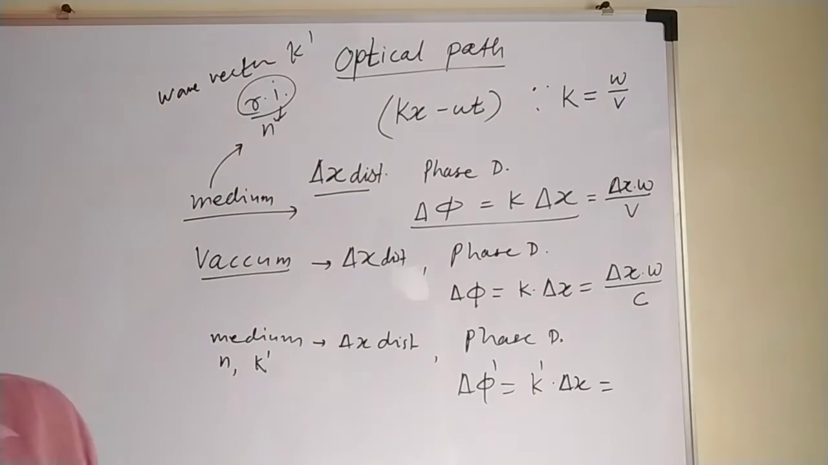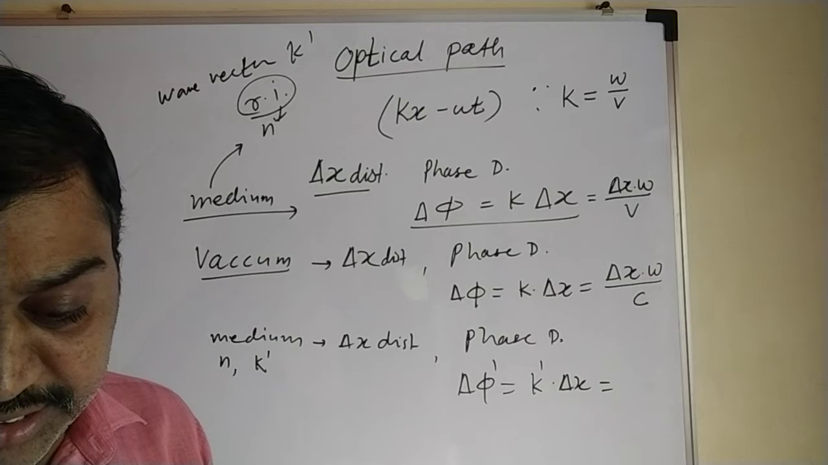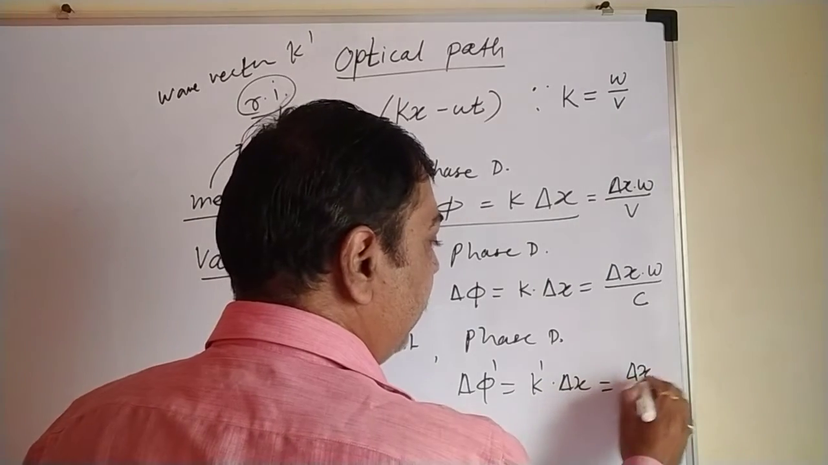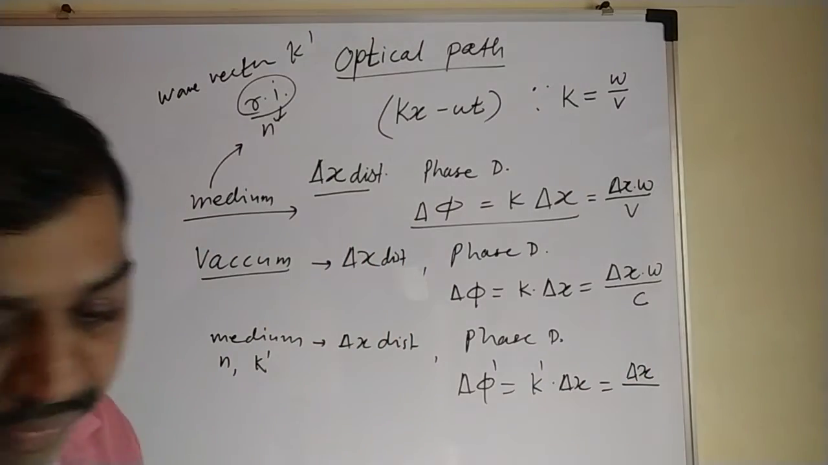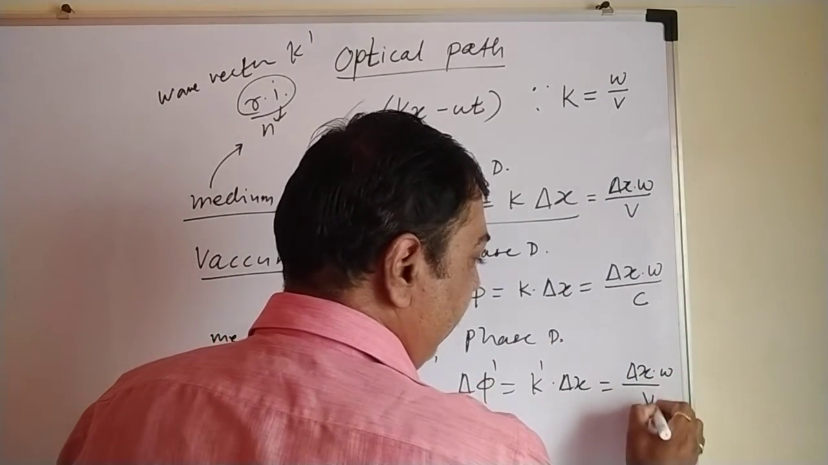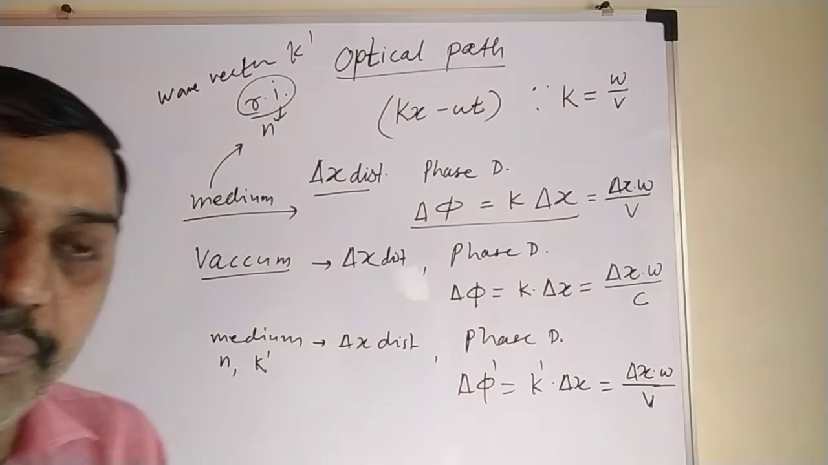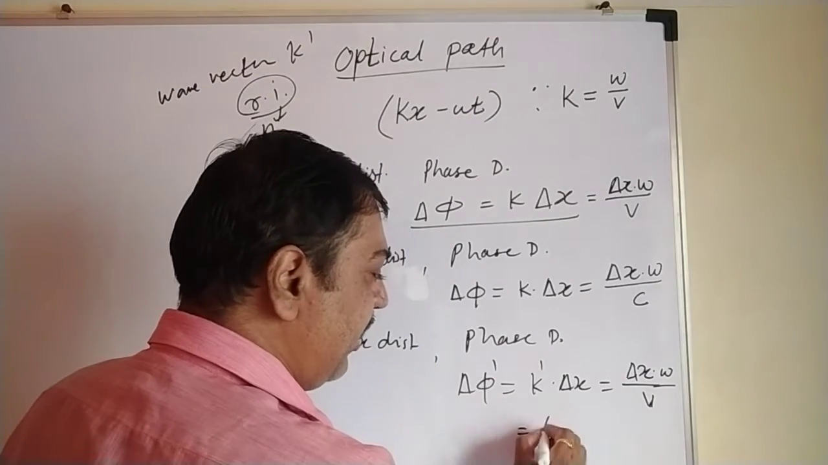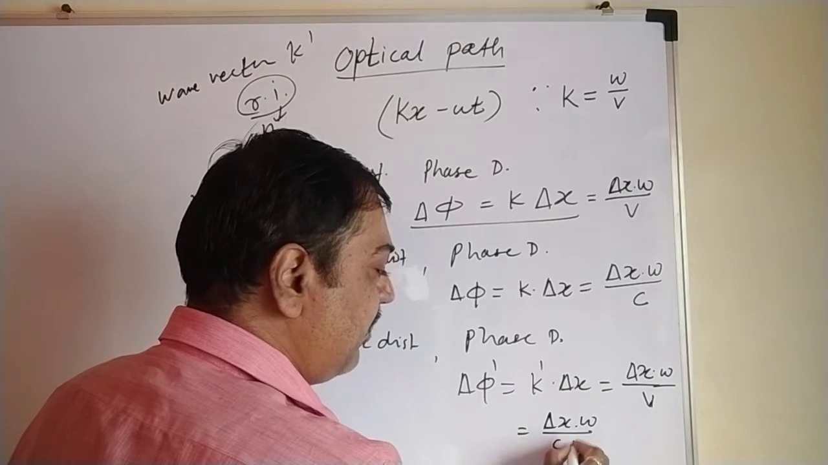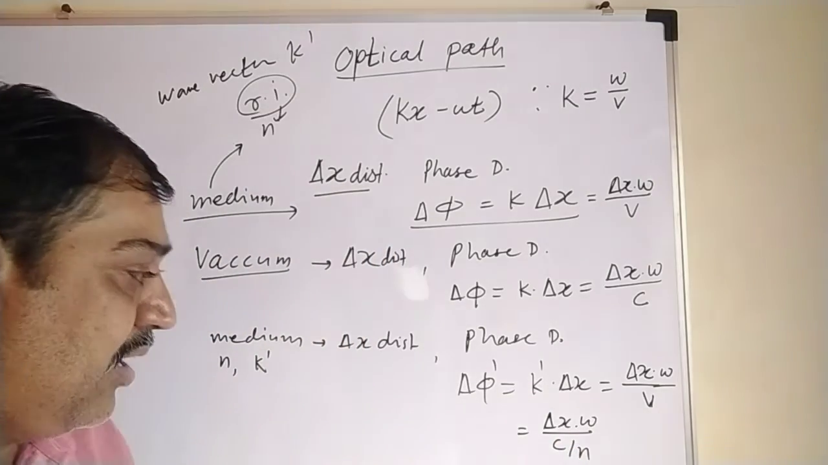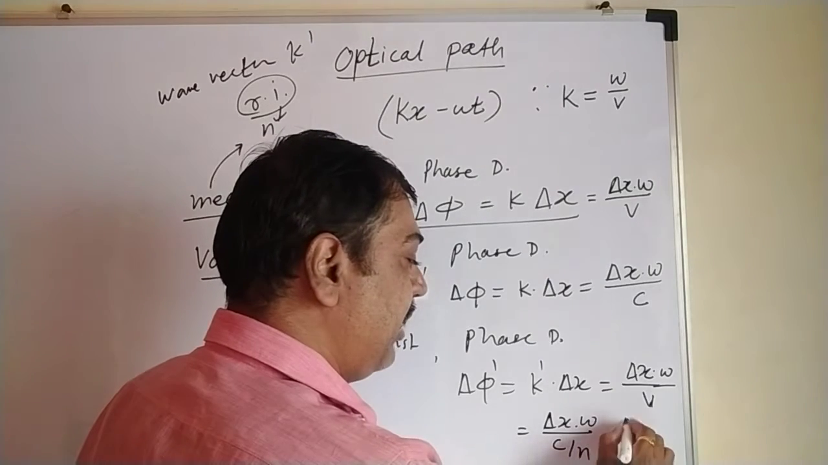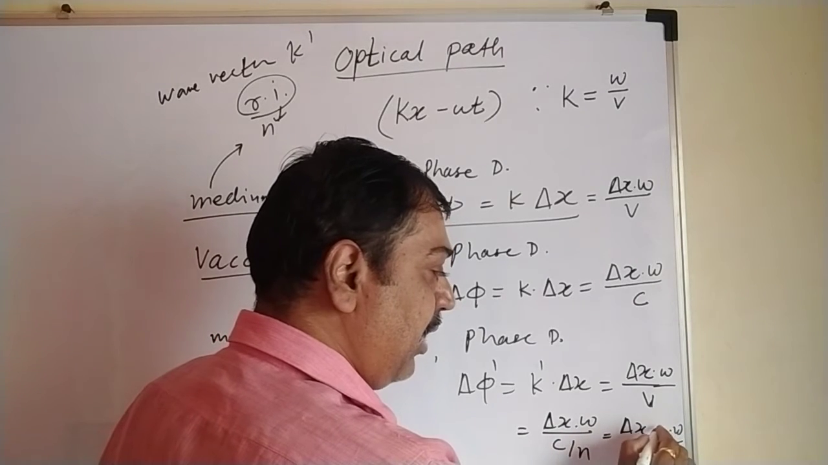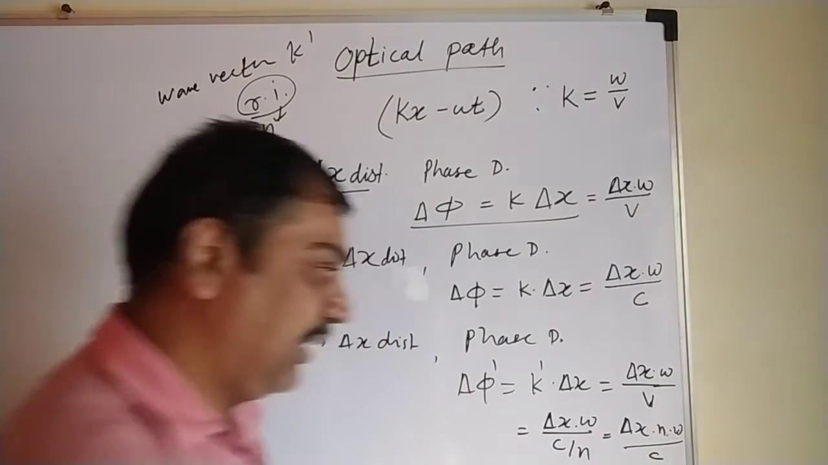What is k dash now? Here we take the velocity, so k dash equals omega divided by v, and delta phi dash equals delta x into omega divided by v. If you remember from 11th standard, the relation is v equal to c by n, where n is the refractive index. Putting this value, we get delta x into omega divided by c by n, and n goes to the numerator, so we get delta x into n into omega divided by c.